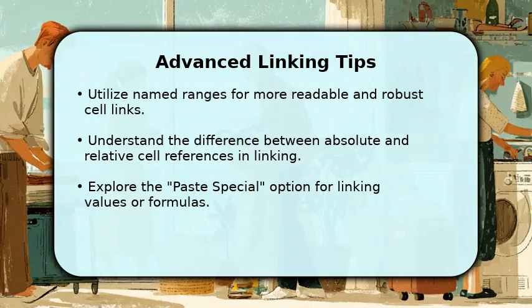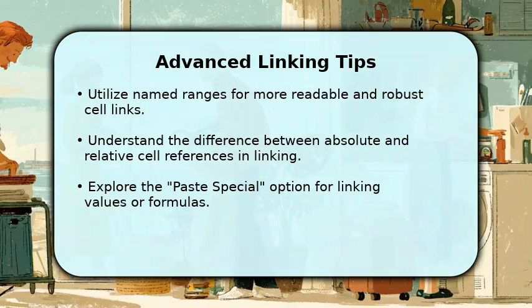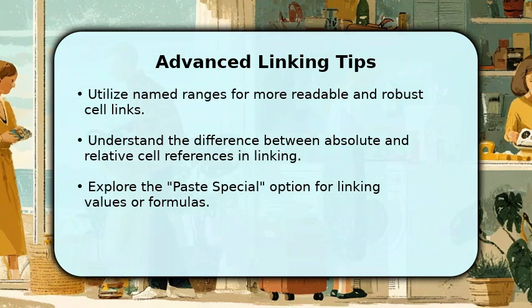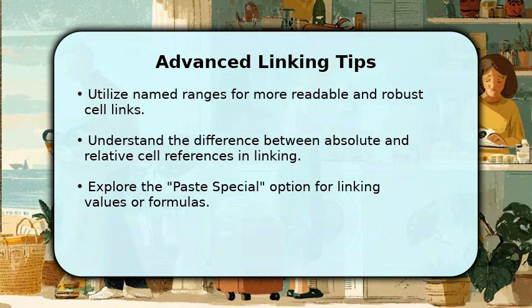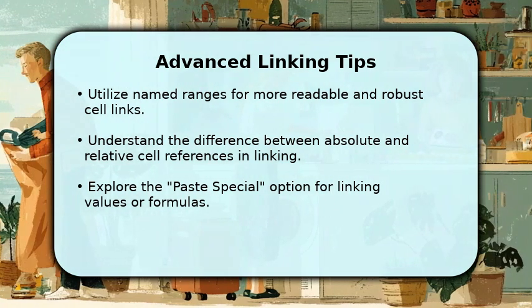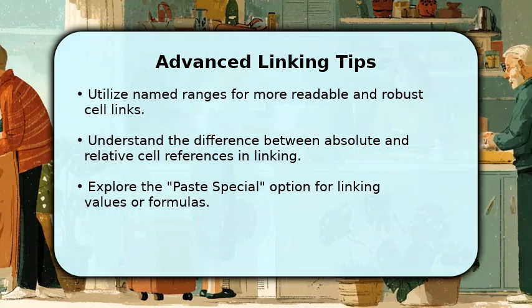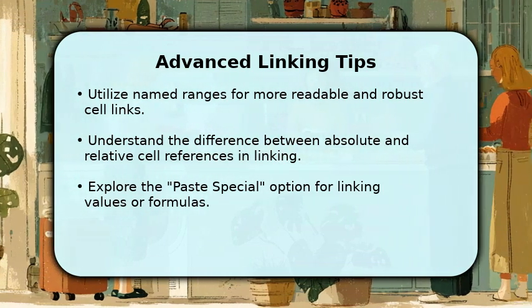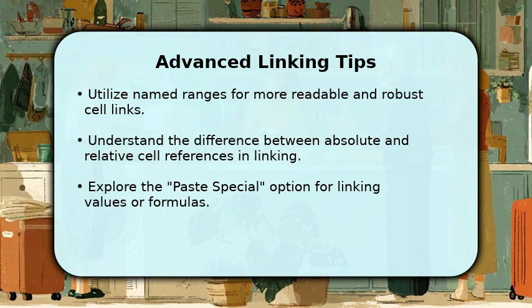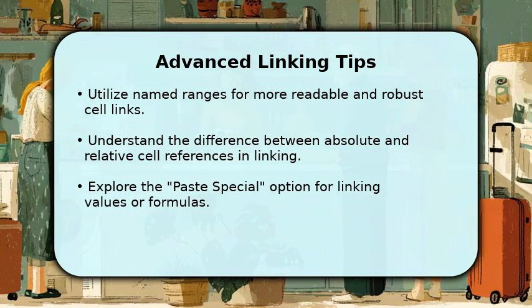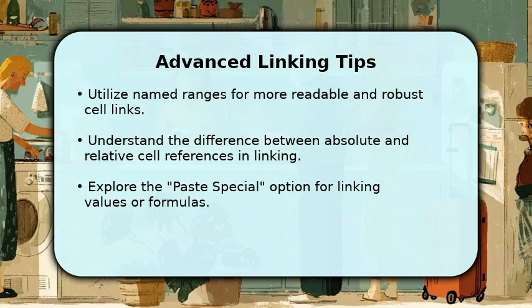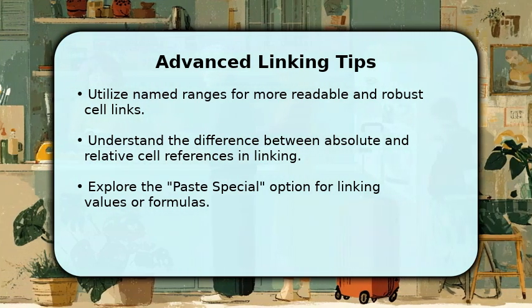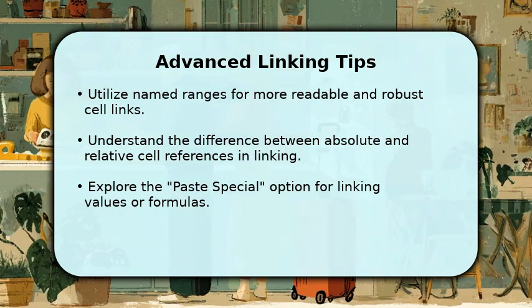For more robust linking, consider using named ranges. Instead of A1, you can name a cell total sales for clearer formulas. Also, understand absolute versus relative references, pressing F4 cycles through options like $A$1 for fixed links. When pasting, use Paste Special and choose Paste Link to create a dynamic connection instead of just copying values. These techniques enhance flexibility and maintainability, especially in complex spreadsheets with many interconnected data points.